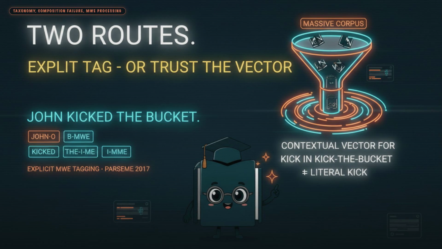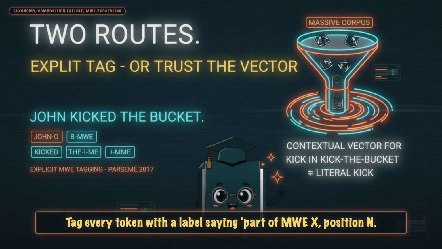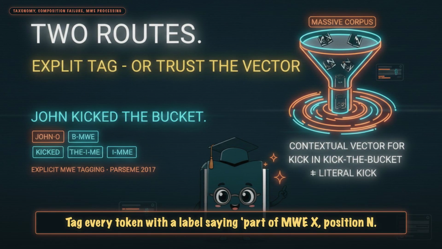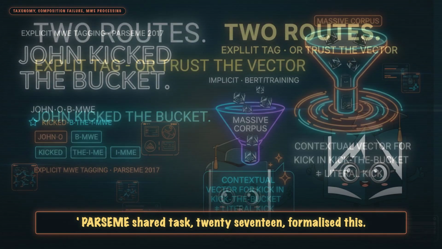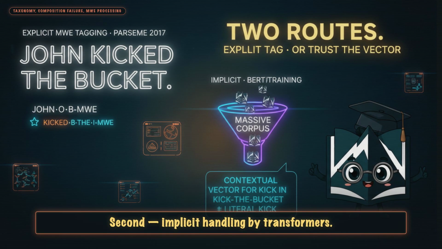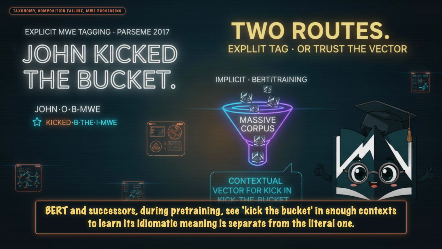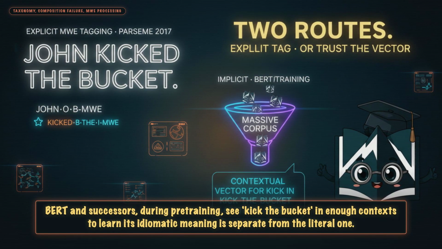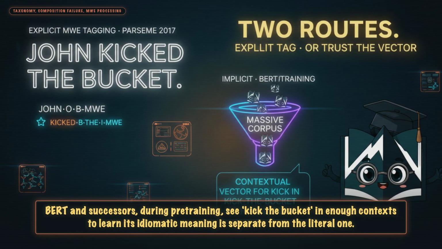Beat 3. How modern NLP actually handles them. Two approaches. First, MWE identification as a tagging task. Tag every token with a label saying part of an MWE, its position, and so on. The PARSEME Shared Task 2017 formalized this. Second, implicit handling by transformers. BERT and its successors, during pre-training, see kick the bucket in enough context to learn its idiomatic meaning is separate from the literal one.